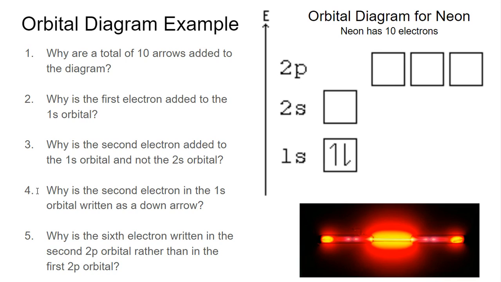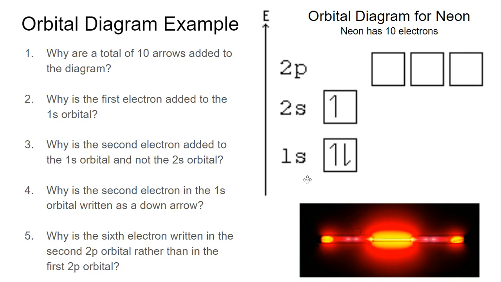Okay, number 4, why is the second electron in the 1s orbital written as a down arrow? This is due to the Pauli exclusion principle. Remember, whenever there are 2 electrons occupying the same orbital, they will spin in opposite directions, which is represented as 1 up arrow and 1 down arrow.